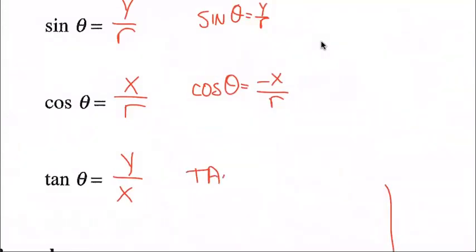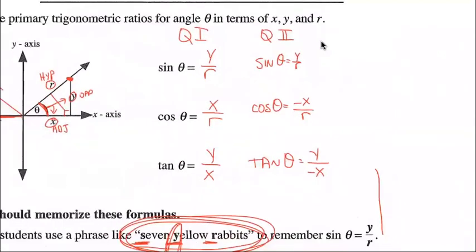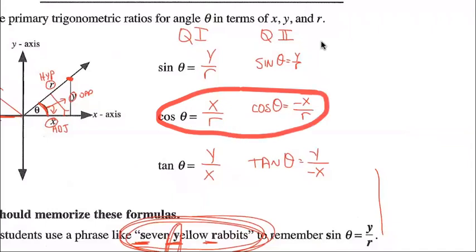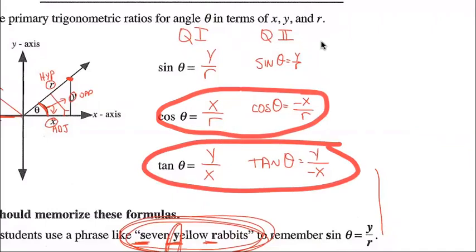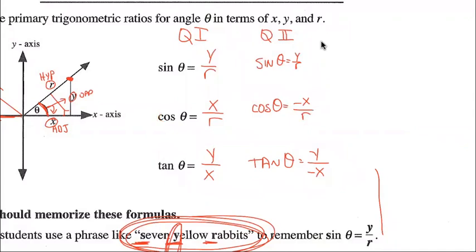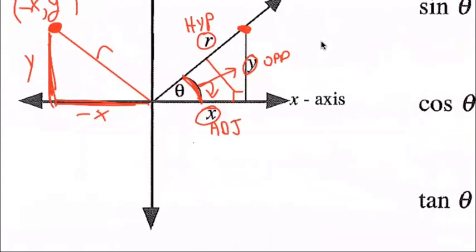Tangent theta is y over negative x. So see what happens in quadrant 2? Our cosine value turns negative, and our tangent value turns negative. And we can continue that pattern on for our other two quadrants.